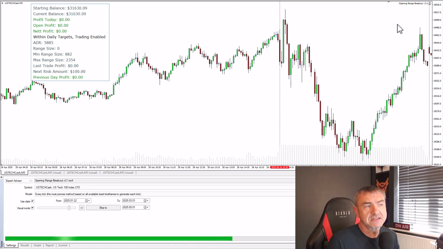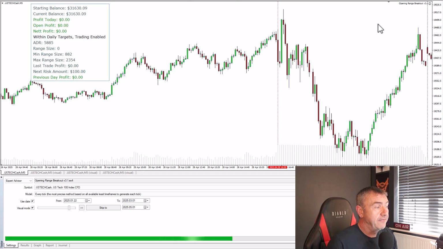So ADR stands for average daily range, and that is a measurement of the average movement of an instrument every day. For example, in this case, you can see we've got the dashboard here for the expert advisor, and you can see the ADR reading for the NASDAQ for the last 10 days. This is configurable in the EA: you can use ADR 5, ADR 3, or if you wanted to, ADR 1, which is just yesterday's range. But I use the average daily range of the 10 days, and that is 5885 in this case.